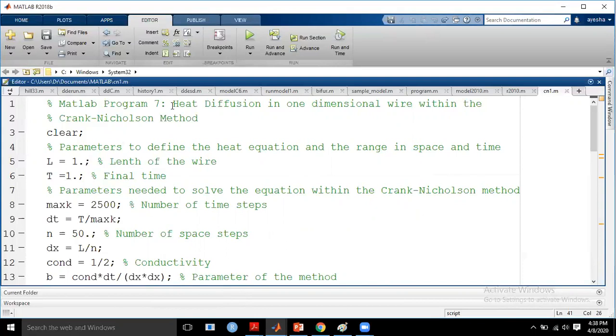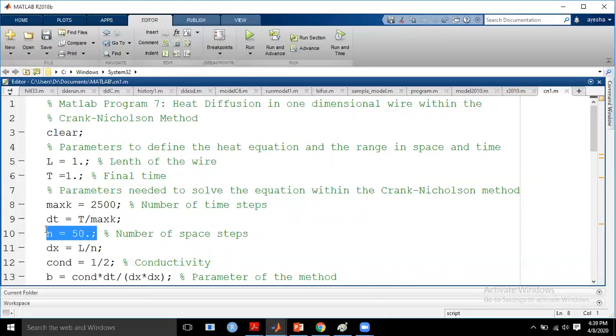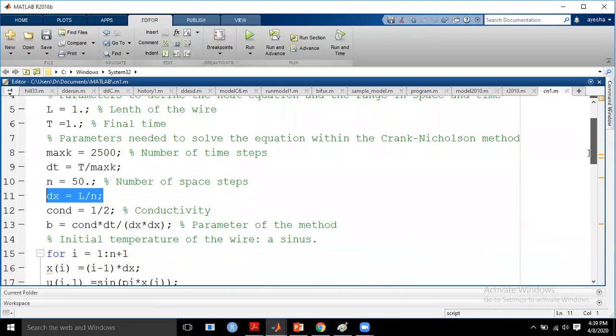Now let us talk about this M file, a very nice M file. Now it is a very trivial M file. You can see here that the length of the rod is L, and the final time is 1. The maximum number of time steps is large, 2500. The maximum number of space steps is only 50. Now, what is this? This is delta T, and this is delta X. Remember that when we select delta T and delta X, we need to satisfy the stability criteria. We will go to the stability criteria after this M file. Currently, let us focus on this M file.